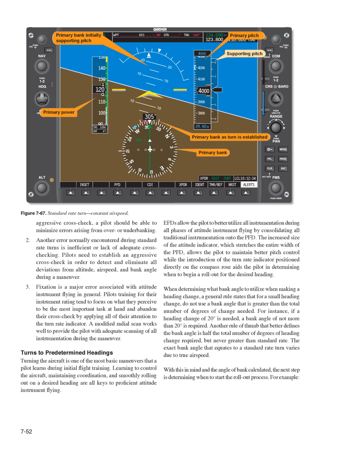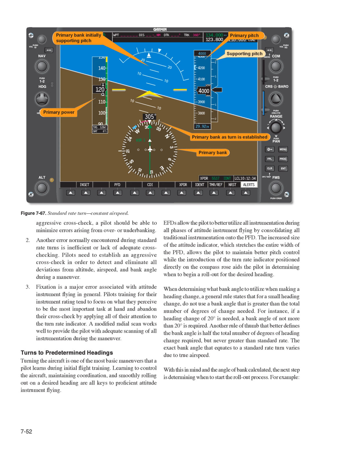Turns to predetermined headings. Turning the aircraft is one of the most basic maneuvers that a pilot learns during initial flight training. Learning to control the aircraft, maintaining coordination, and smoothly rolling out on a desired heading are all keys to proficient attitude instrument flying. EFDs allow the pilot to better utilize all instrumentation during all phases of attitude instrument flying by consolidating all traditional instrumentation onto the PFD. The increased size of the attitude indicator, which stretches the entire width of the PFD, allows the pilot to maintain better pitch control, while the introduction of the turn rate indicator positioned directly on the compass rose aids the pilot in determining when to begin a rollout for the desired heading.